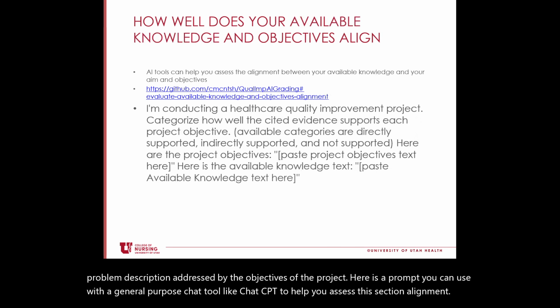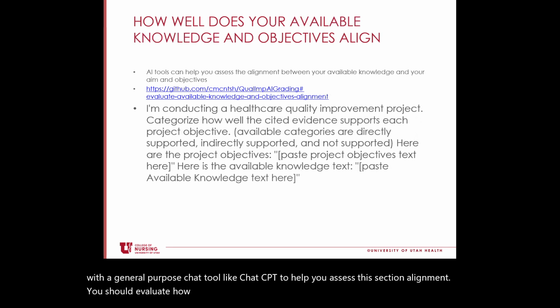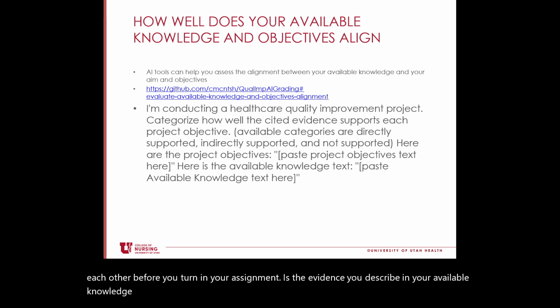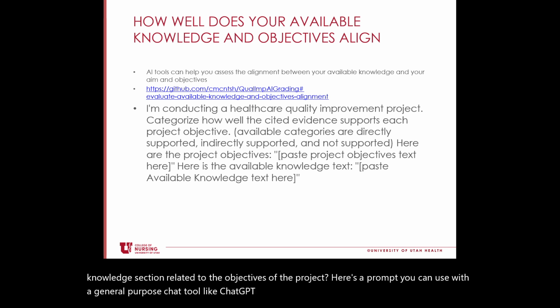You should evaluate how well your available knowledge section and objectives align with each other before you turn in your assignment. Is the evidence you describe in your available knowledge section related to the objectives of the project? Here's a prompt you can use with a general purpose chat tool like ChatGPT to help you assess the section alignment.